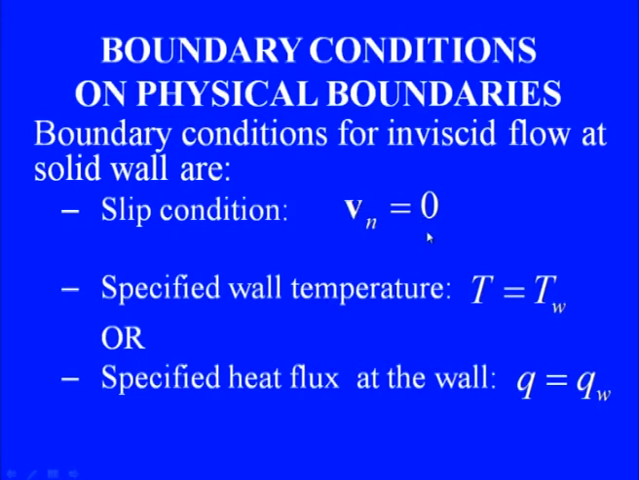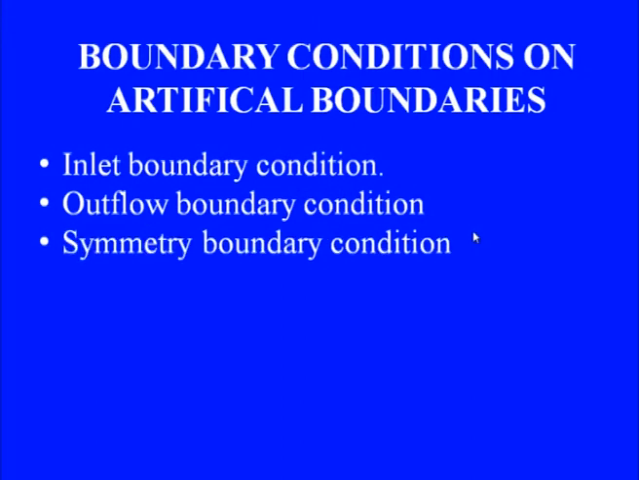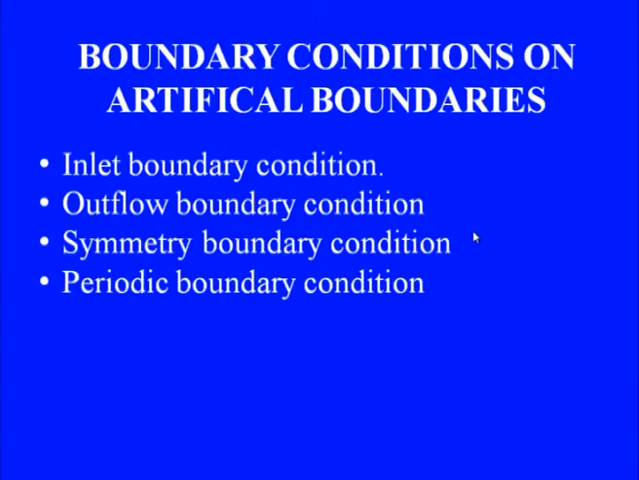What other boundary conditions we encounter? We have what we call inlet boundary. Now the inlet boundary condition could be both a physical as well as an artificial boundary condition. We have got outflow boundary conditions, symmetry boundary condition, periodic boundary conditions, and so on. There are a variety of these types. Now some of these we can have a brief look at here.